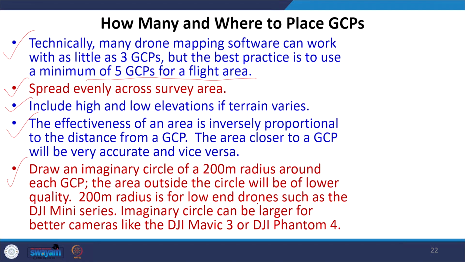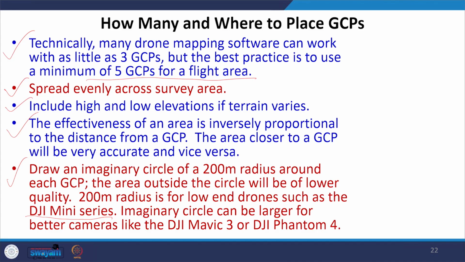So the 200-meter radius is for low-end drones such as the DJI Mini series, but this circle may be larger in diameter for better cameras like the DJI Phantom 4 or others, with a good camera.